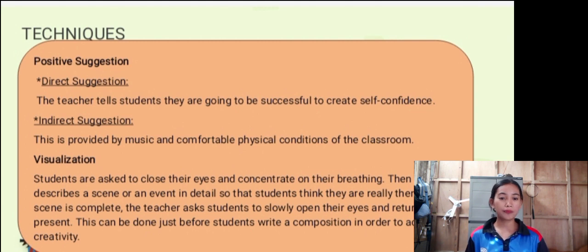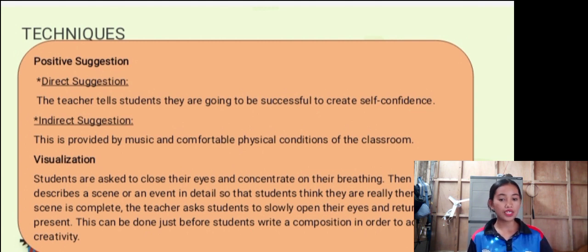And we can also use positive suggestions or direct suggestions and tell the students positive words, like they have hidden talents, something like that. And an indirect suggestion, if provided by music and comfortable conditions of the classroom, can also be used in fostering this Suggestopedia. And we can also use visualization.